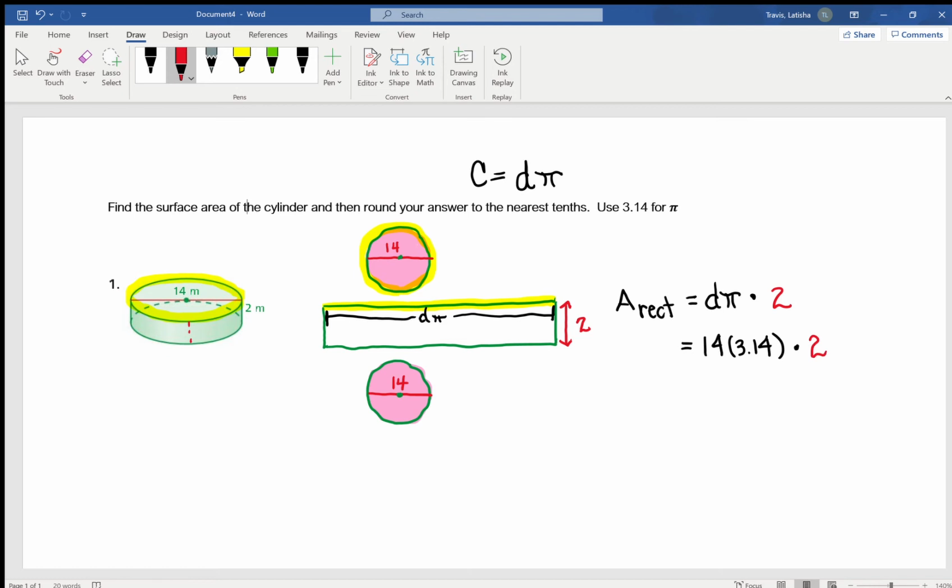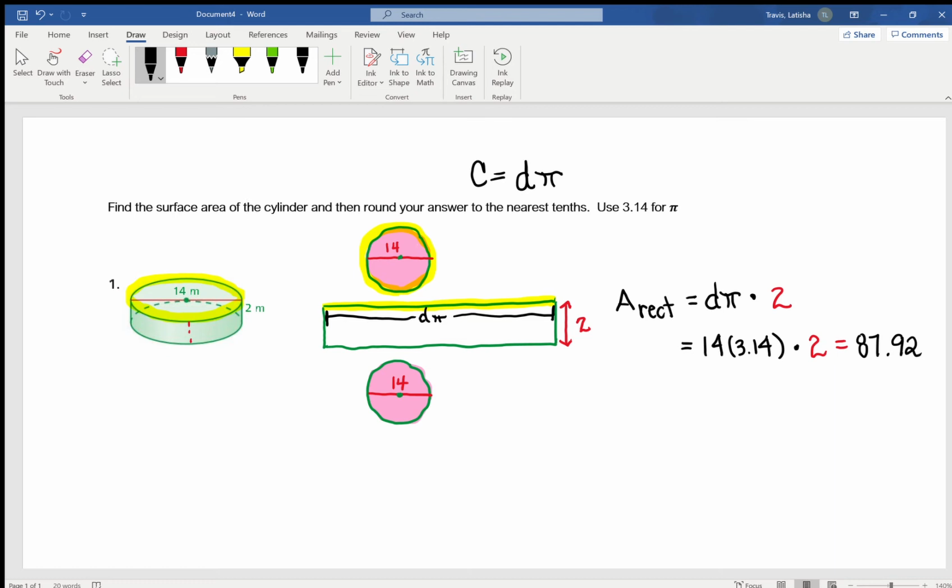So we have 14 times 3.14 times 2. So the area of the middle piece is going to equal 87 and 92/100. That's the area of the middle piece.